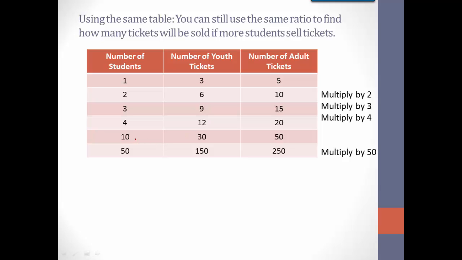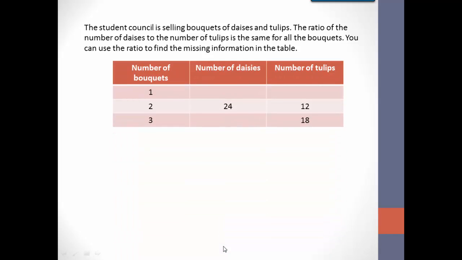Here we jumped to 10 and we multiplied 10 times 3 and we got 30, 10 times 5 and got 50. Now we can do 50 times 3 is 150, and 50 times 5 is 200. Let's do the next one.